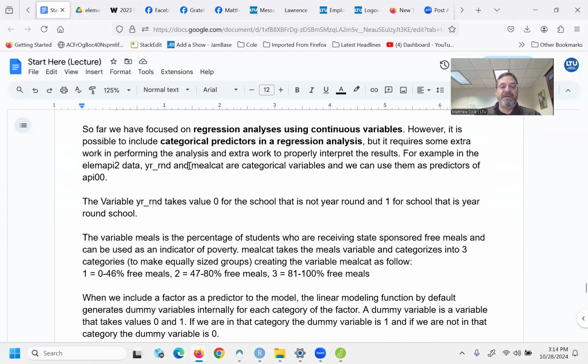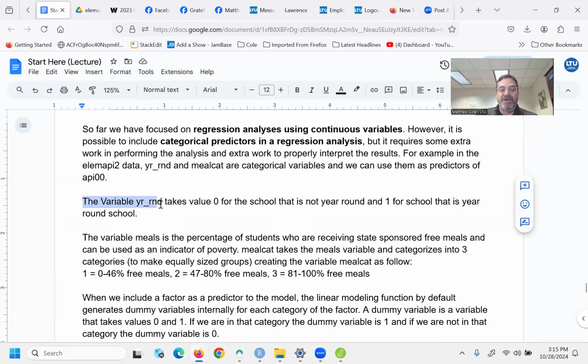For example, in the data frame we have a variable called year round. We also have another variable called meal cat. These are already categorical variables, and so we can use them as predictors, but we could also have created our own categorical variables because we practiced that when we did the ANOVA, where you could take a continuous variable and make a mean split or a median split or put it into 3 groups or 4 groups. So we already know how to do that.